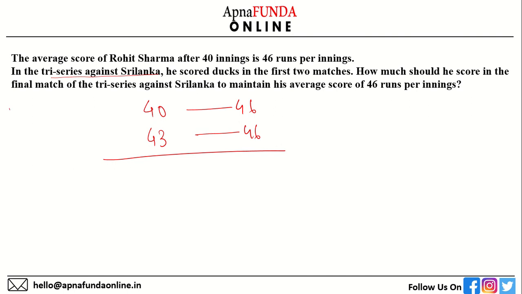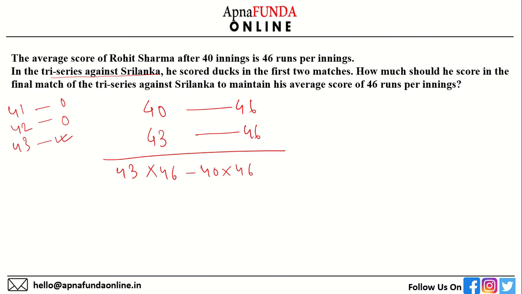Okay, so we know that in the 41st and 42nd matches, he scored ducks. So we need to find how much he should score in the 43rd match. It's very simple. 43 into 46 minus 40 into 46. We can solve in this way.